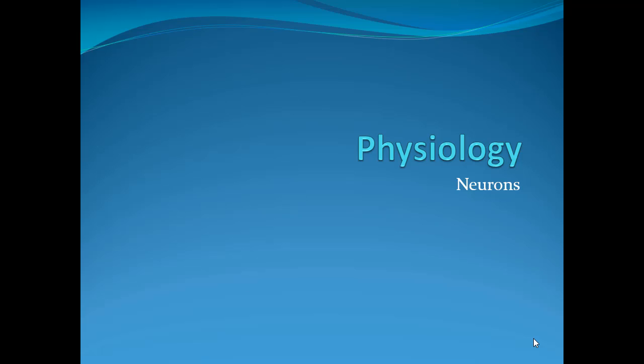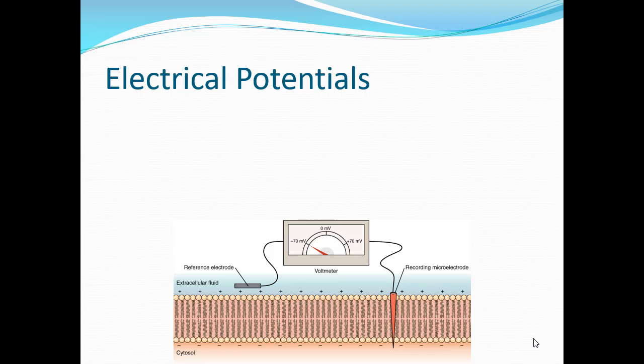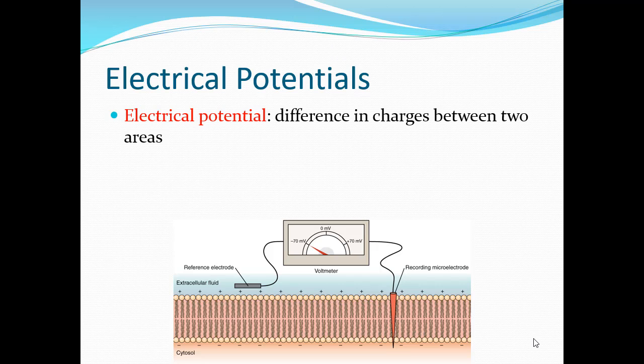For this chapter, we're going to be talking about neurons. Let's first begin with electrical potential and what that means. Electrical potential is a difference in the charge between two areas.